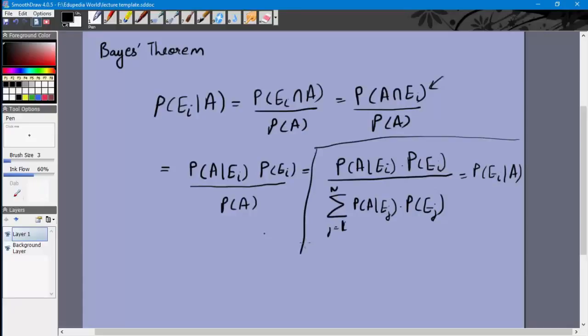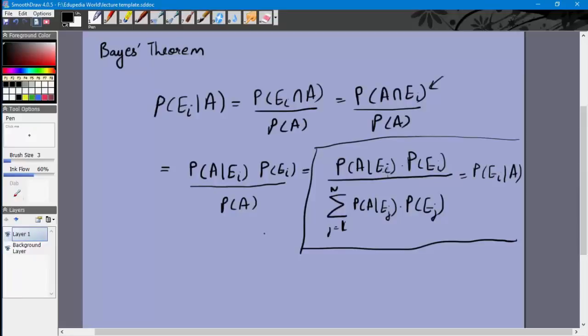So now we have accomplished the thing which we wanted to. We have P of EI conditional A in terms of P of A conditional EI. But of course there are a few constraints, we can't do it always. The first constraint is EI has to be a member of a partition of a sample space. So first we'll have to construct a partition of a sample space in which EI is one of the members, and then we can use this formula as long as we know P of A conditional EI for all of the members.